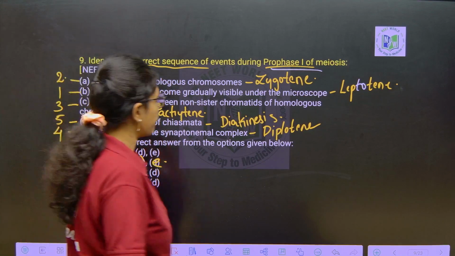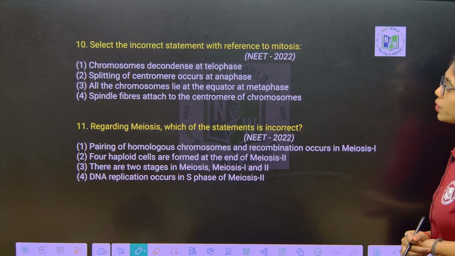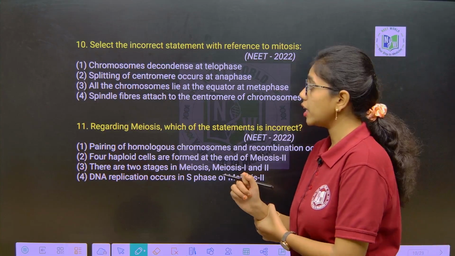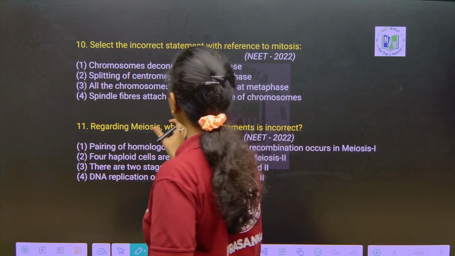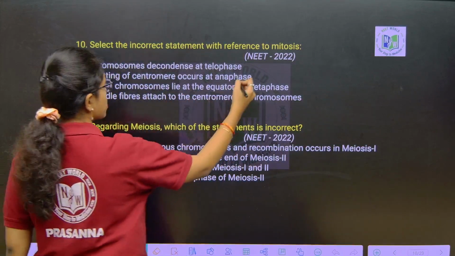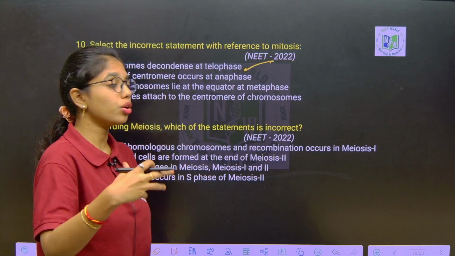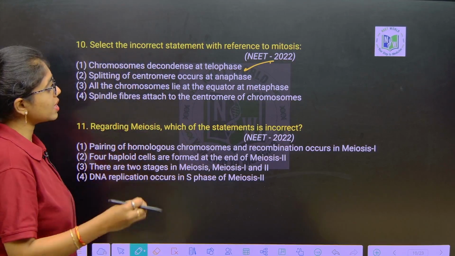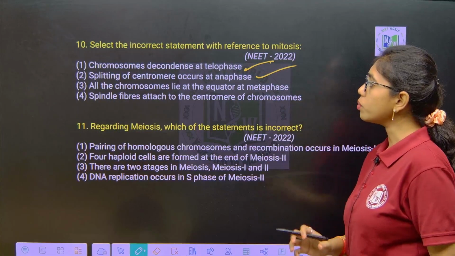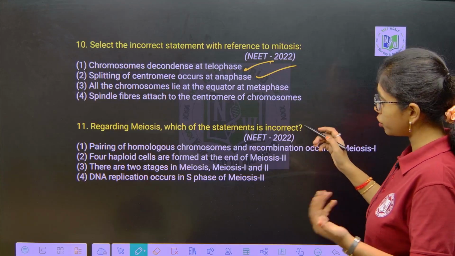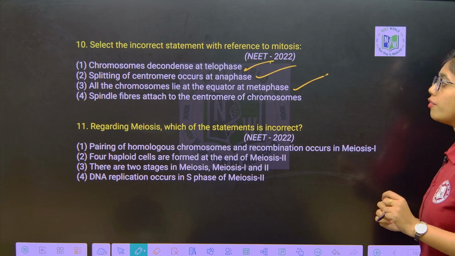Next, select the incorrect statement with reference to mitosis. Again, this is a NEET 2022 question. Look into it carefully. The chromosomes decondense at the telophase. Yes, that is the right statement. They decondense during telophase and condense during prophase. Splitting of the centromere occurs at the anaphase. True and correct. All the chromosomes lie at the equator at the metaphase. True.